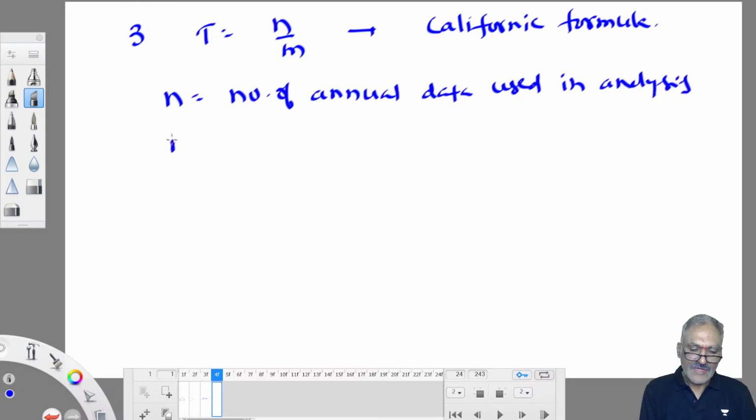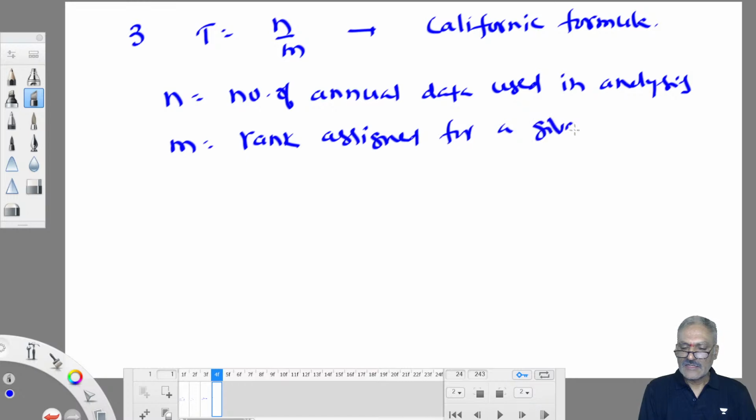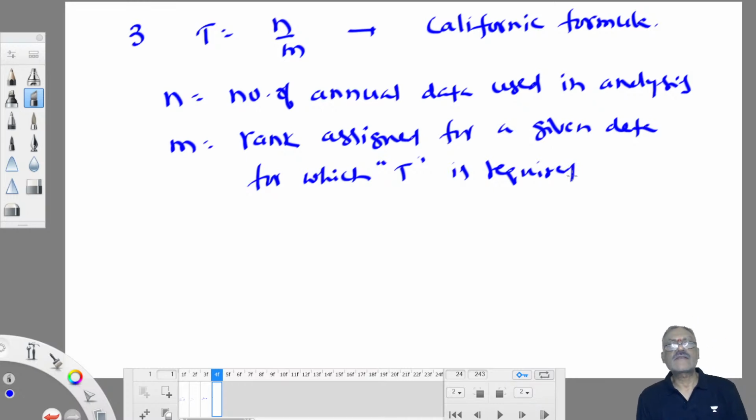m is equal to the rank assigned for a given data for which you require frequency, that is, for which T is required. That's it. Very simple and very easy.